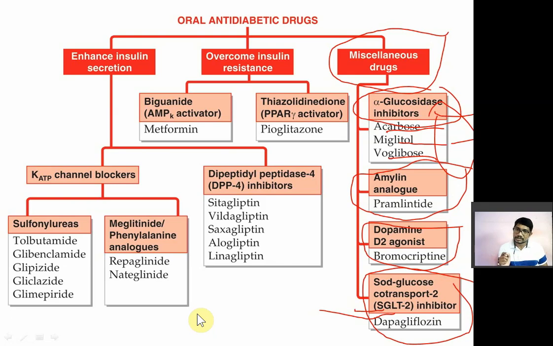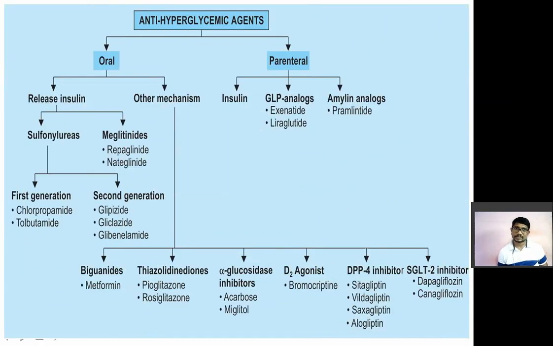Now if you inhibit this SGLT2, there will be no reabsorption and there will be excretion of glucose in the urine. So obviously if you increase the excretion of glucose from the blood, the blood glucose level will go down. In the sodium glucose cotransporter 2 inhibitors you have the gliflozins: dapagliflozin, canagliflozin, etc. Now we'll see the classification from another book.